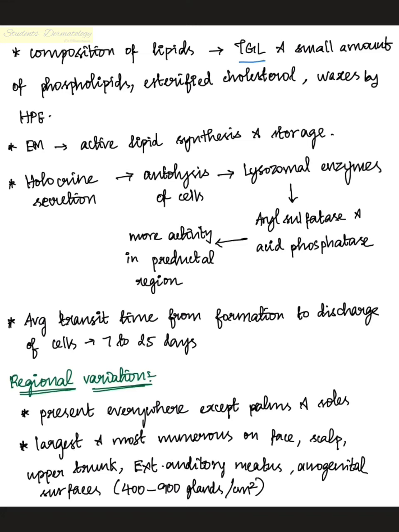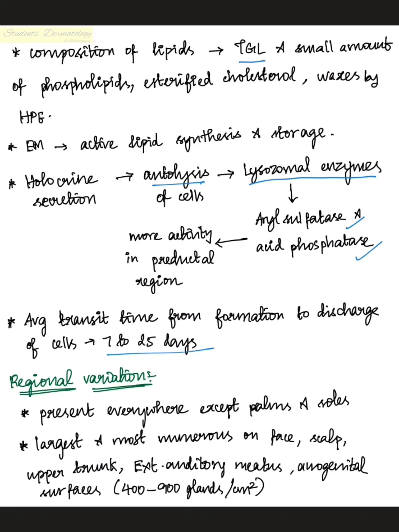In holocrine secretion, as we mentioned already, the entire cell disintegrates and is released as a secretory product, and this disintegration happens by autolysis of cells, for which lysosomal enzymes are needed, including aryl sulfatase and acid phosphatase. Since only the sebaceous cells closest to the duct disintegrate, there will be more activity in the preductal region. The average transit time from formation to discharge of cells is around 7 to 25 days.